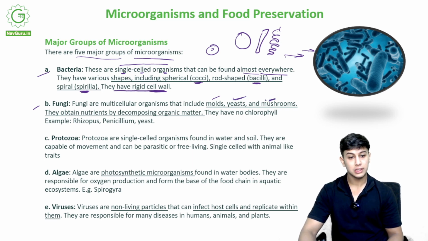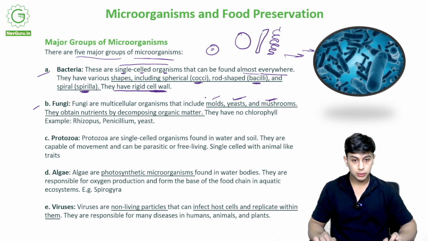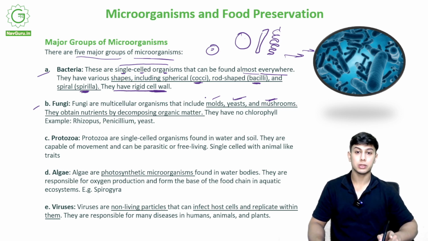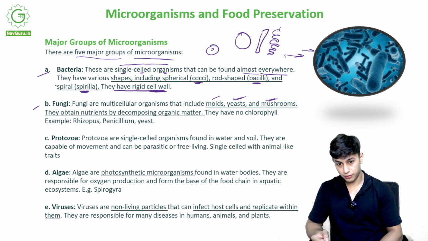Mushrooms, we've all seen mushrooms, right? They obtain nutrients by decomposing organic matter. If you see in nature, in jungles, what happens if an animal dies? Its body will be on the floor, it will decompose, and all the agents of nature will decompose it: microorganisms, ants, insects and all. One major microorganism involved in decomposing, without which there will be a lot of problem in nature, there will be no continuation of life, is fungi.